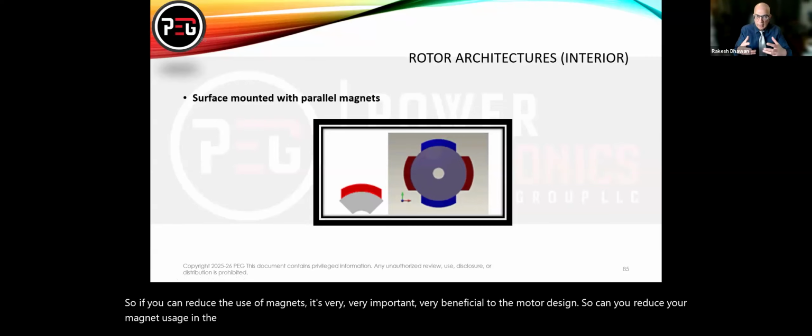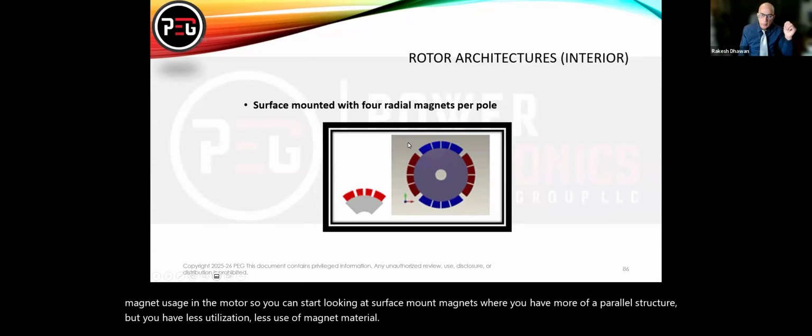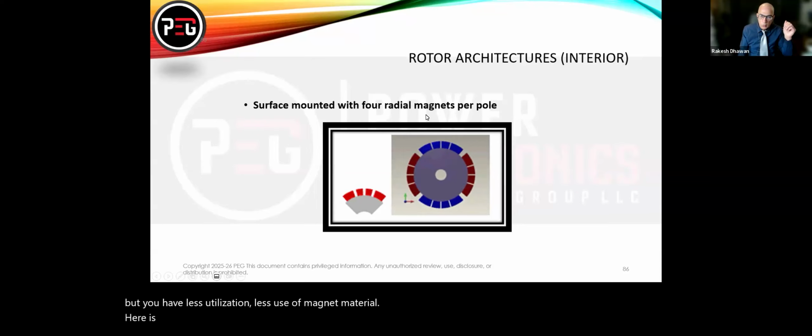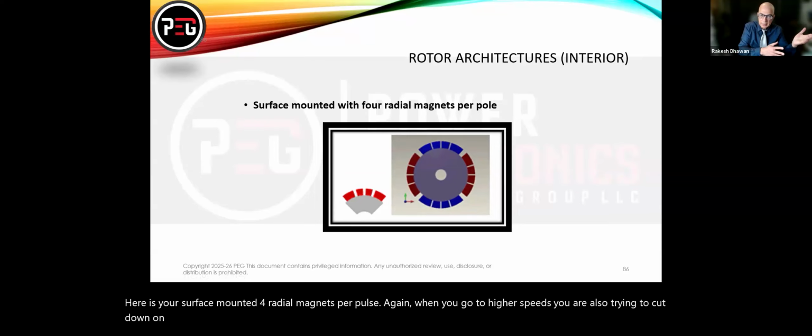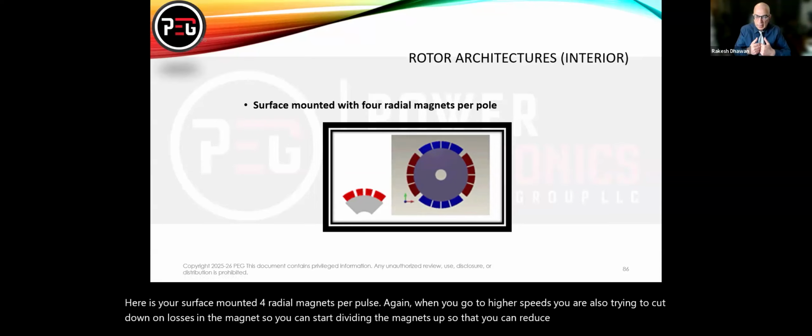So you can start looking at surface mount magnets where you have more of a parallel structure, but you have less utilization, less use of magnet material. Here is your surface mount with 4 radial magnets per pole. Again, when you go to higher speeds, you're also trying to cut down on losses in the magnet. So you can start dividing the magnets up so that you can reduce the eddy current losses in the magnets.